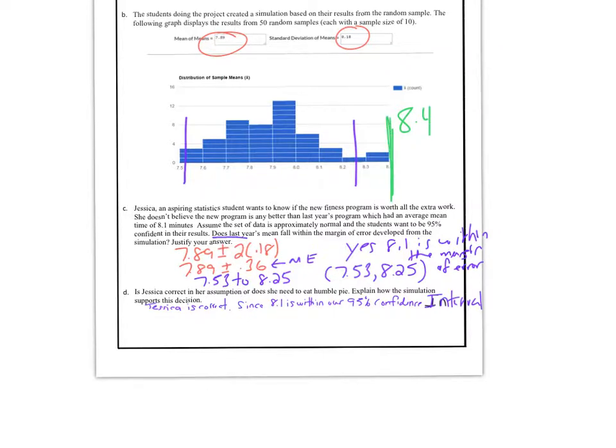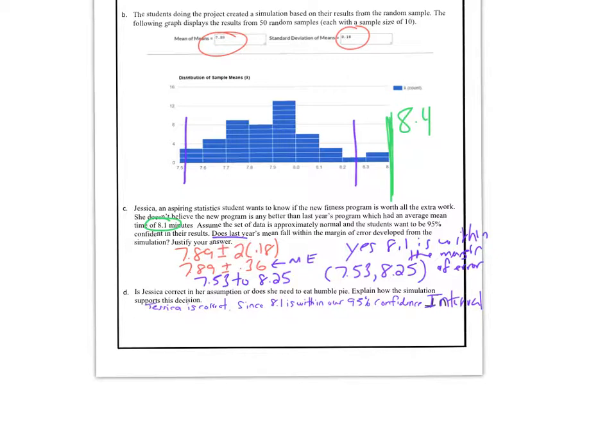Well, if it's 8.4, the old program is 8.4. What are we going to say? Well, if the old program is 8.4 minutes, not 8.1, and our interval is saying that our new program, at least, has to be between 7.53 and 8.25, we can conclude that the new program is worse and that the old program was better.